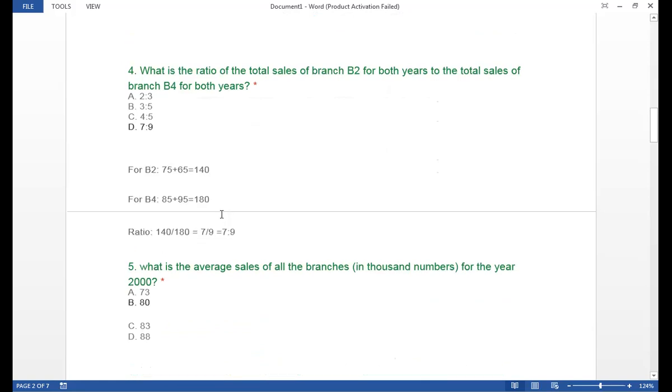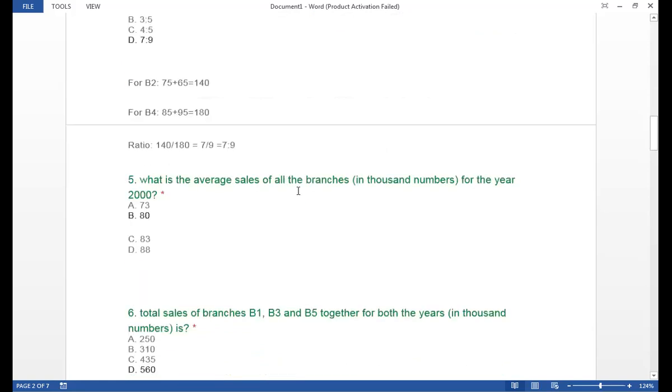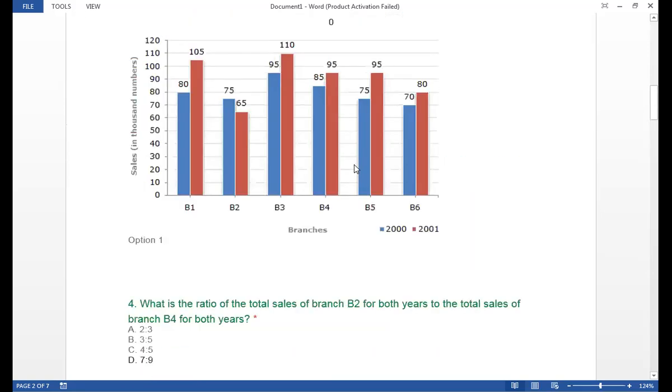Question 5, what is the average sale of all the branches? This is a very easy question. Average sale of all the branches can be calculated by this. Since you have all the branches here, how many branches do you have? 1, 2, 3, 4, 5, 6. So all you just have to do is to sum all this data you have here.